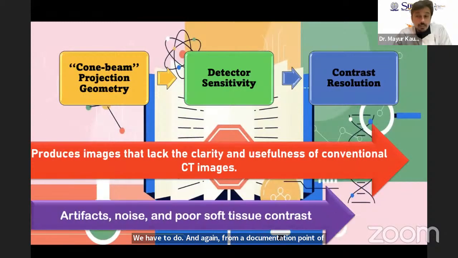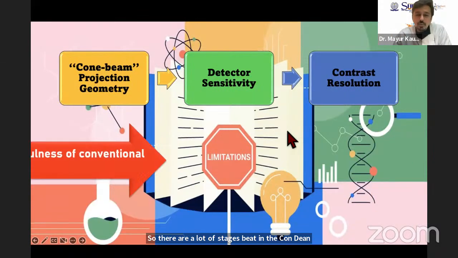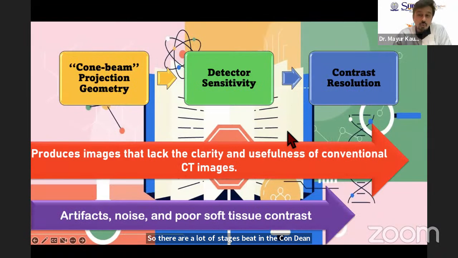Okay. CBCT, again, one thing, it is not perfect. Please understand, there are a lot of stages, be it in the cone beam geometry, detector sensitivity, or reconstruction resolution, where things can go wrong. The report which I showed was just one example in which the physical measurement had gone wrong. But otherwise also the images might be unclear, etc.